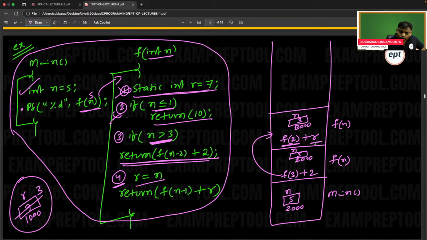I am unable to see this, because we are human, we have two eyes. You are seeing left also, right also. Remember, without left over, you cannot go to right. So f of 2 should be over first. So f is called again.